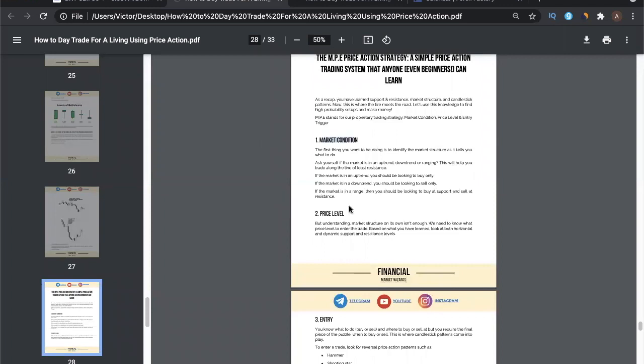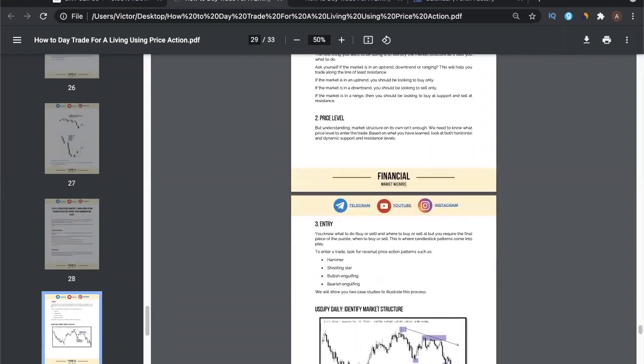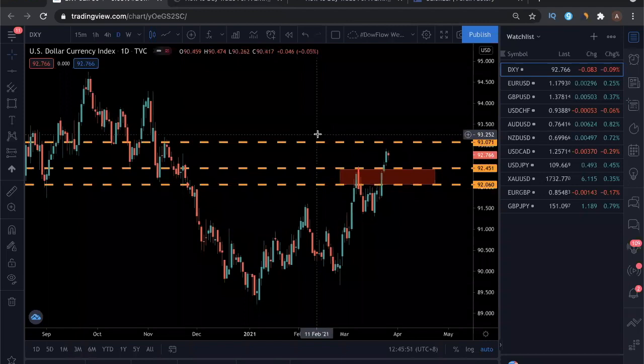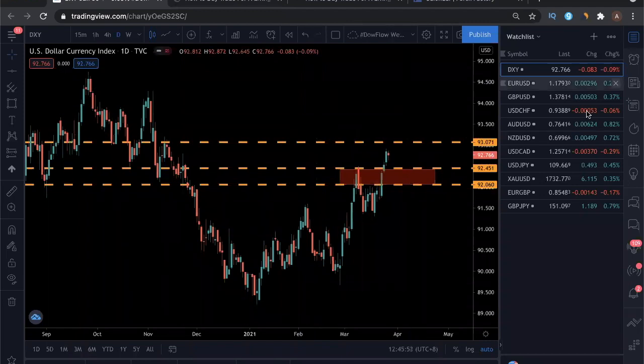So M stands for market condition, P stands for price level, and E stands for entry. And we are going to apply this in the Forex market outlook that I'm going to do shortly.